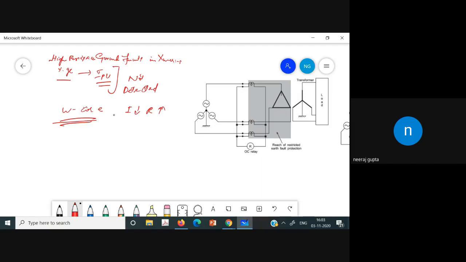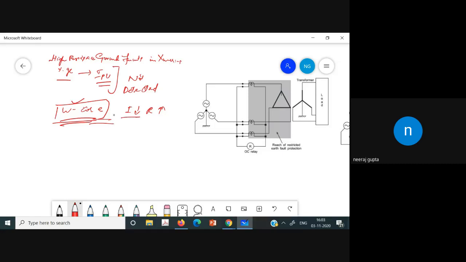So we will have a more sensitive relaying scheme to cater to this high resistance fault, and to reach such protection, we must restrict it to the winding of the transformer. Otherwise, it may operate for any ground fault anywhere in the system beyond the transformer. So it must be sensitive enough that it will see the faults of winding to core fault.